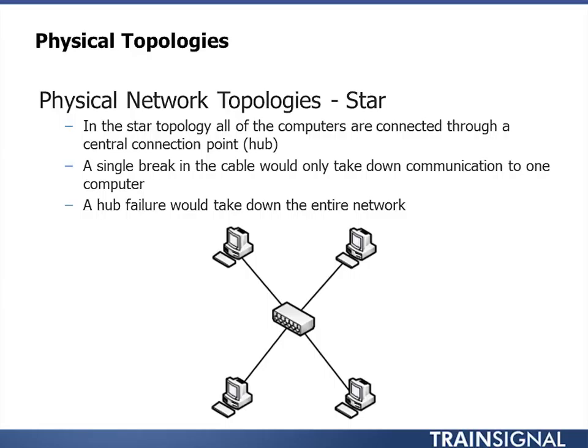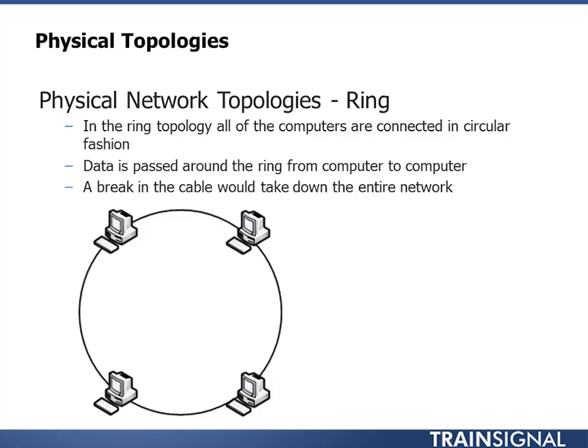But let's reel this back in. Let's talk about topologies. The third topology I have here is something called the ring topology. And in the ring topology, all the computers are connected, just as you see illustrated here, in a circular fashion. Data is passed around the ring from computer to computer. A single break in the cable would take down the entire network.